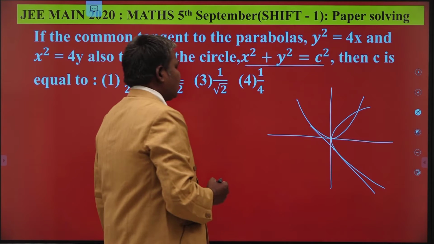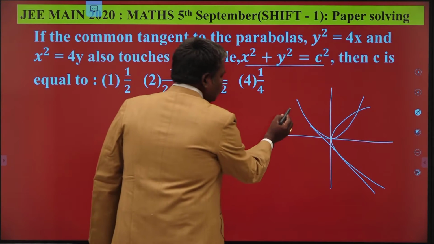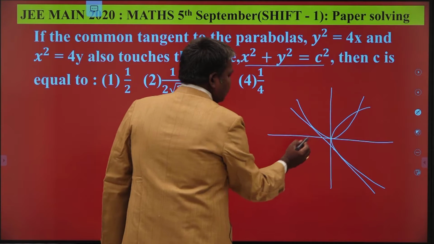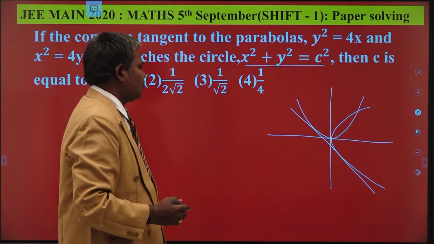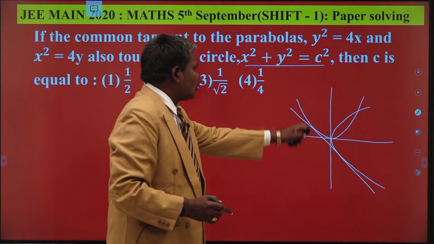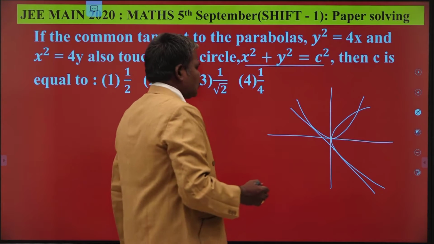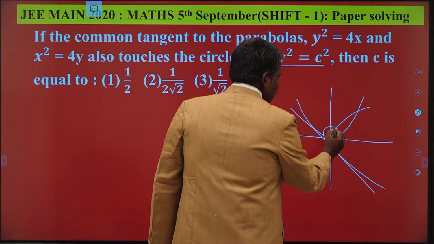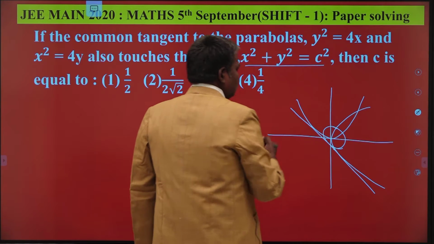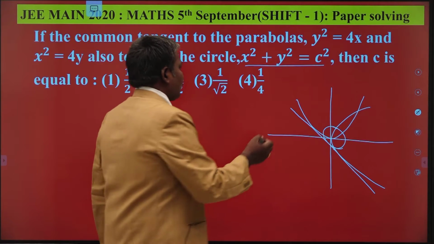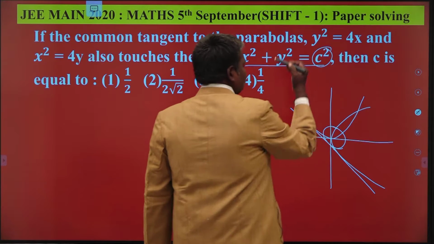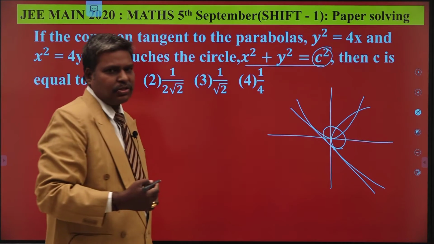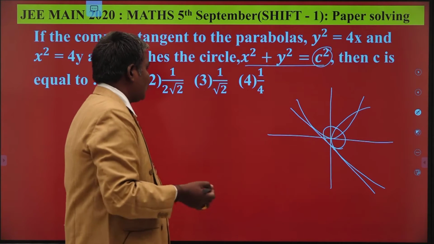This is the common tangent for both curves, y square is equal to 4x and x square is equal to 4y. And this is also tangent to some circle x square plus y square equal to c square. Center of the circle is what? 0, 0. That is why the circle may be in this manner. At that time we have to find out the radius of the circle. c square is radius square. You have to find out the value of c.